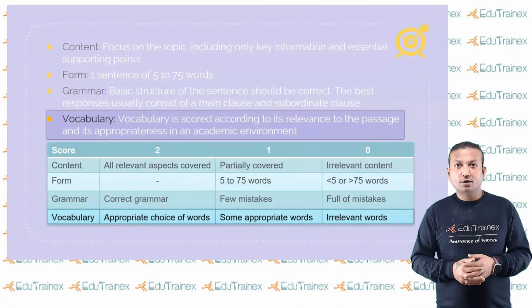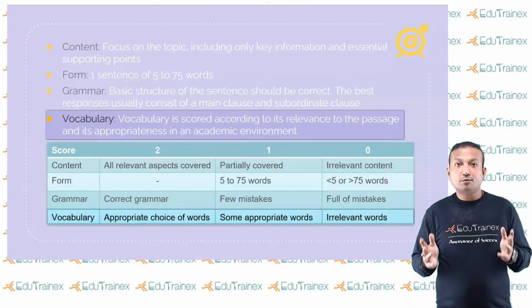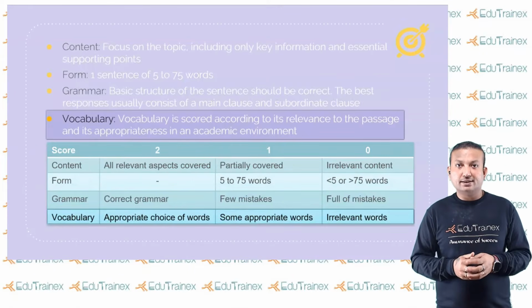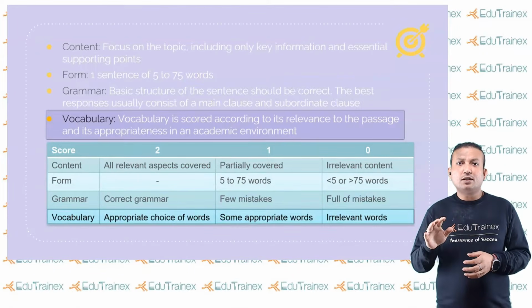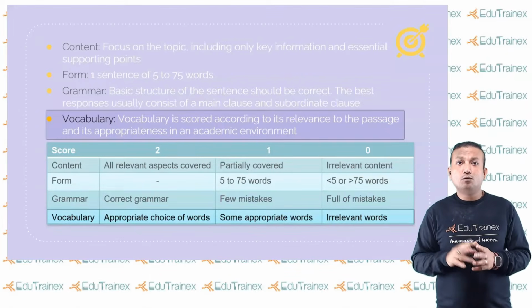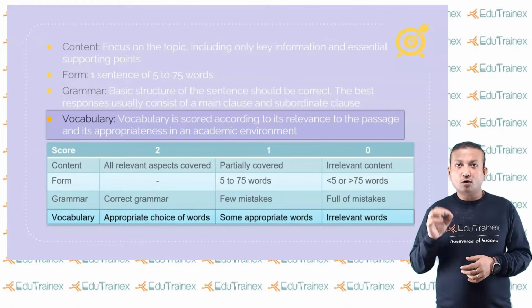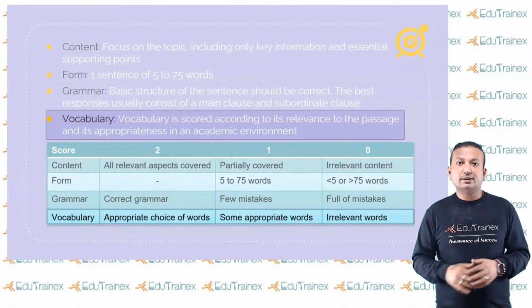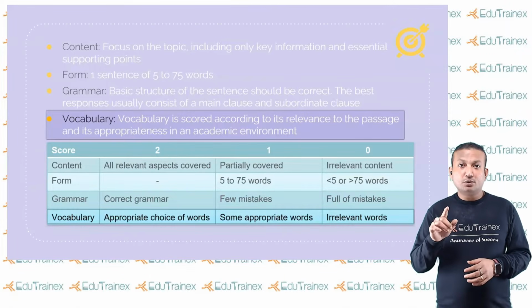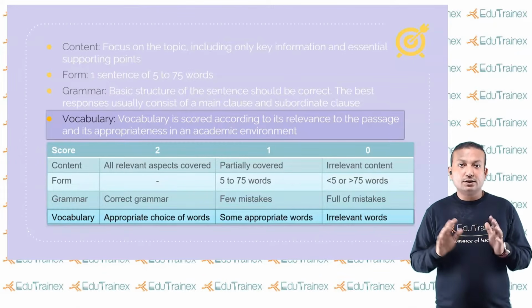And lastly, your response is also assessed for mastery on vocabulary skills. If you use appropriate choice of words in your response, you get full 2 points. 1 point for the usage of only some appropriate words and 0 for irrelevant words. Please note that this criteria doesn't mean that you need to use complex or difficult words, just the ones that are appropriate and relevant.